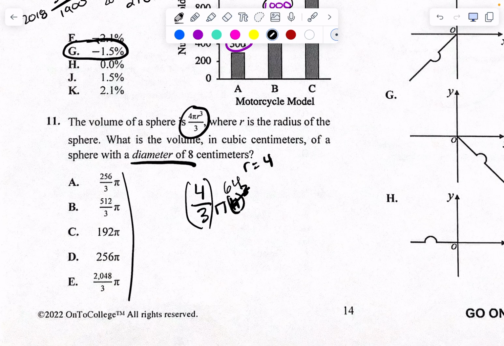Yep. I think it's 256 over 3. Is that true? Yep. 4 times 64 is 256 over 3. Don't multiply the pi through. That was not that bad.